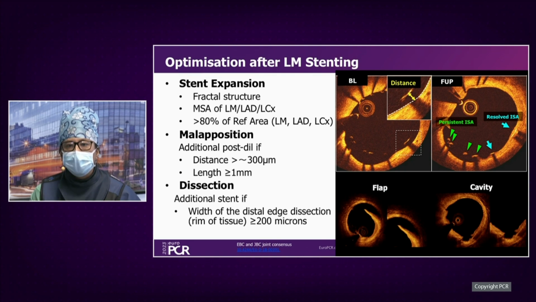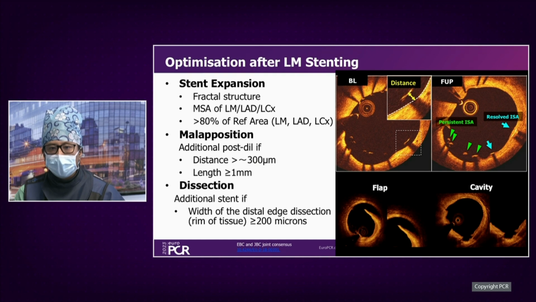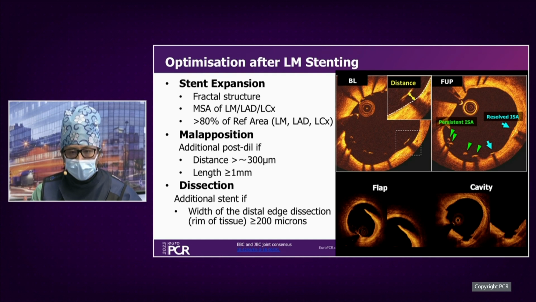Just malapposition. Most of the small malapposition will resolve over time, but if the distance is greater than 300 micron, length greater than 1 millimeter, you might consider additional post-dilatation. For the dissection, also the width of the distal dissection is equal or greater than 1200 micron, you might consider additional stenting. So those are the points we should look at in the post-procedural, post-stenting OCT.